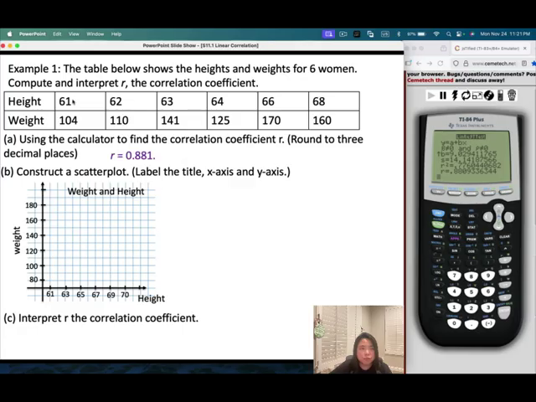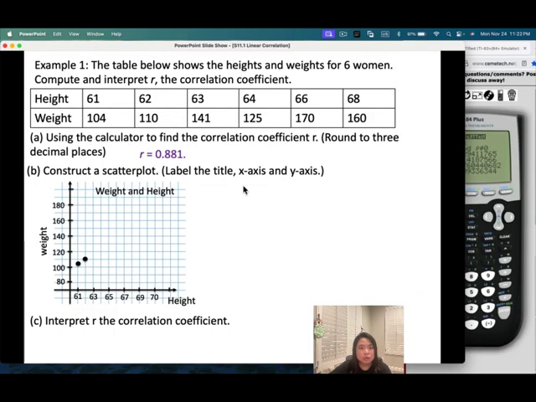Okay, first one, 61 and 104. 61 and 104, somewhere like here. 62 and 110. And then 63 and 141. 64 and 125. Keep working on it. Okay, you have all this data, and this is going to be your scatter plot.